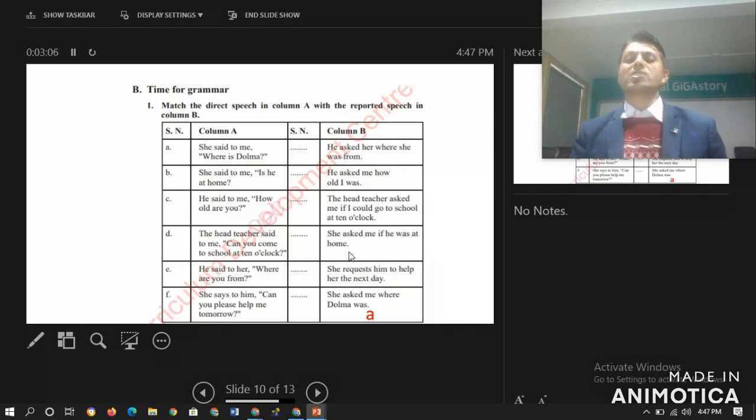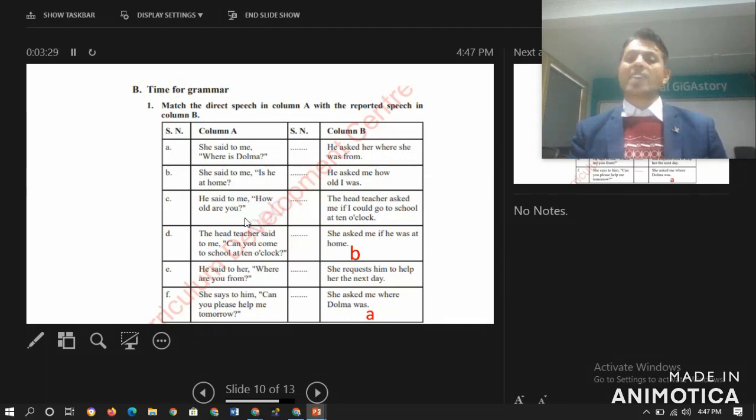Yeah, it changes into was, right? So look at here, this answer also. Okay, this is answer number B, right? The number C matches with which number? Look, he said to me, how old are you? He said to me. Now the reporting verb "said to", right? The reporting verb "said to" changes into what?